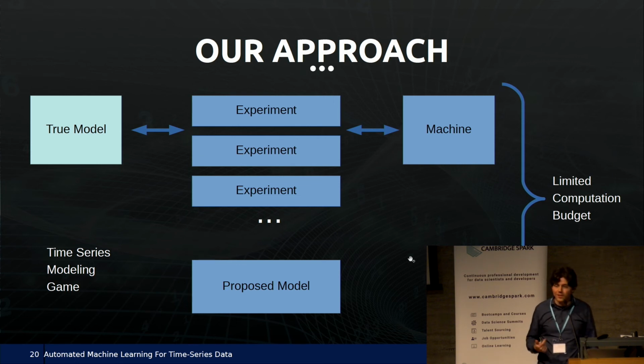And we limit the computational budget of that machine because we obviously want to figure out that answer in a finite amount of time. And so this is how we end up setting up a game, in effect, that can solve this problem. And this approach actually does outperform the naive Bayesian optimization you could also do.